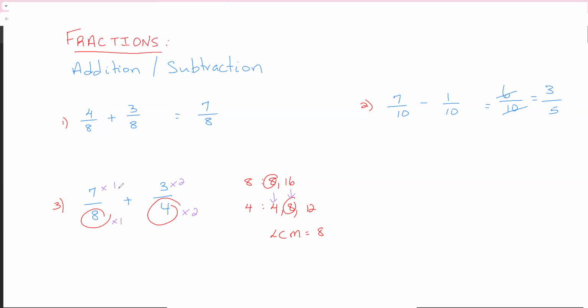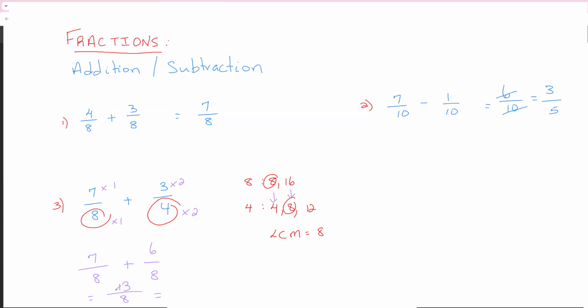So 7 ones, that's 7. 8 ones are 8. 3 twos, that's 6, over 4 twos, that's 8. My denominator stays the same. And my numerators now, I could add them. 7 plus 6. 6 add 6 is 12. Add 1 is 13. So we get 13 over 8.